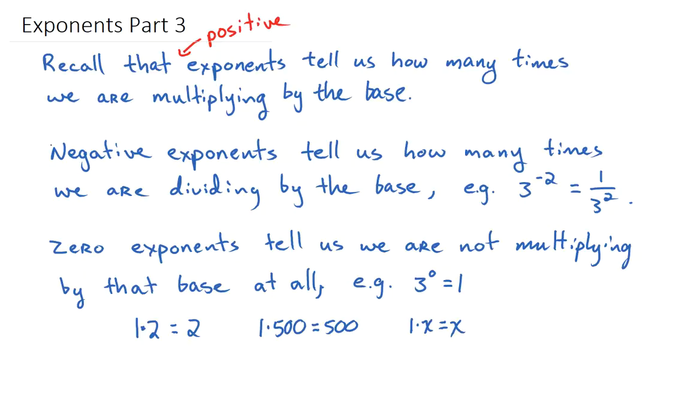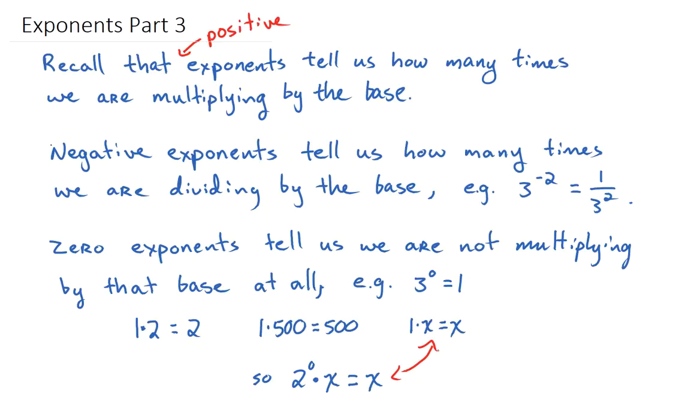1 times 2 gives us 2, 1 times 500 gives us 500, 1 times x gives us an x. So 1 means that there's nothing really there. That would mean that if we have 2 to the 0 times x, we're not really multiplying by the 2, so we just have an x. But that's the same thing as this guy. So anything to the 0 power is going to be that 1, except for 0 to the 0 power, but we're not really going to be tackling that. Okay, so that's the idea.